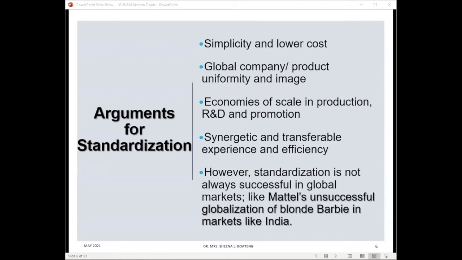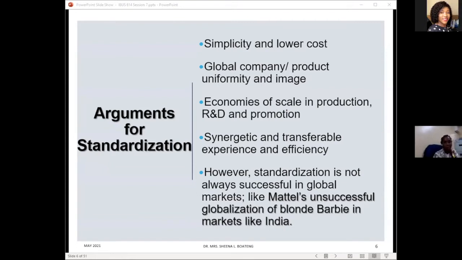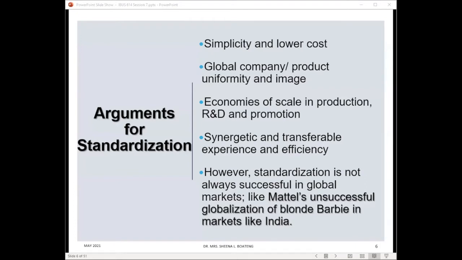So going with a wholly standardized approach to global marketing in some instances could be suicidal, as it was for organizations like Mattel, who focused on selling the global image of a blonde Barbie in emerging markets like India, where people are not necessarily always blonde and fair. Do you agree? Yes, Tara, please go ahead.